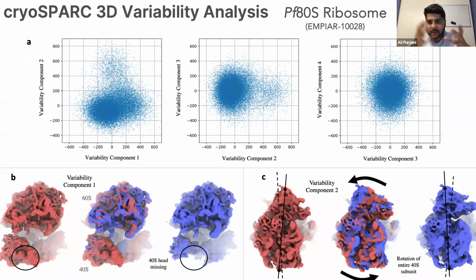Normally when you have missing views, what you'll see in your 3D variability components is streaks of positive and negative density all in the same direction, which are corresponding to the directions where you have missing views. And so you can tell that something's wrong, but it won't really help you to do anything else.